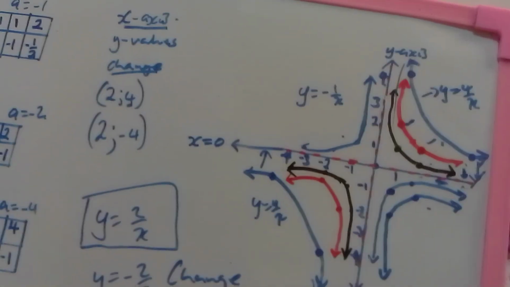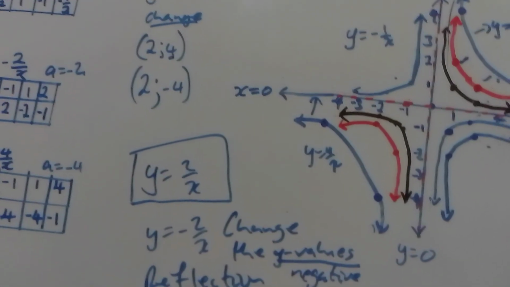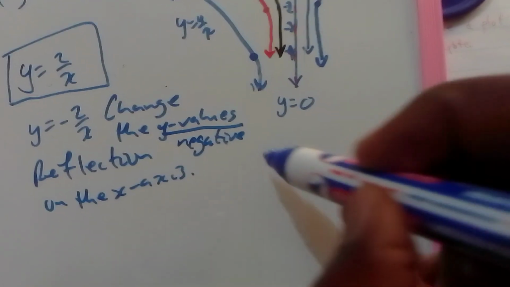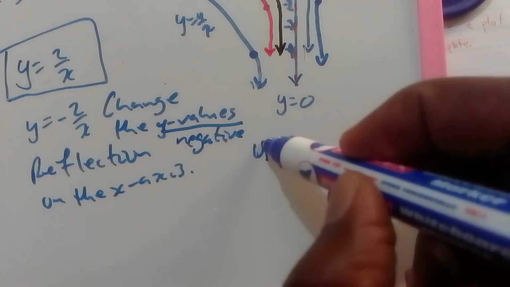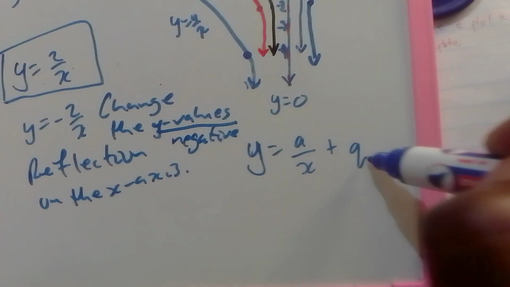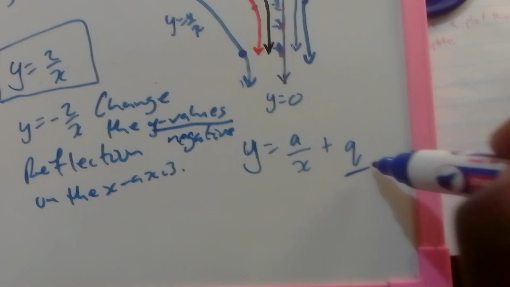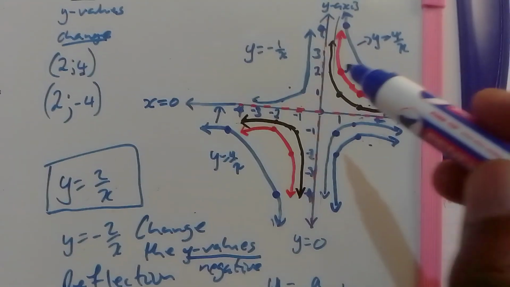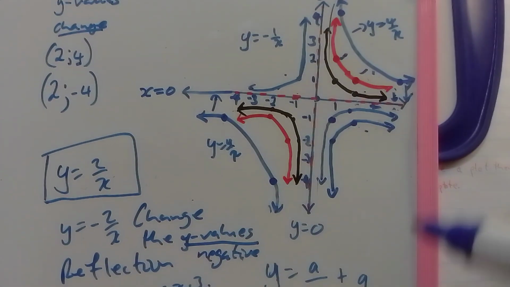I hope this makes sense. Let's meet on the next video where we talk about the value of q. Remember, now the equation will be y is equals to a over x plus q. So we must investigate the influence of q on this hyperbolic graph.